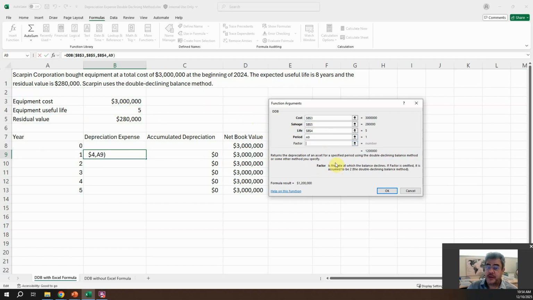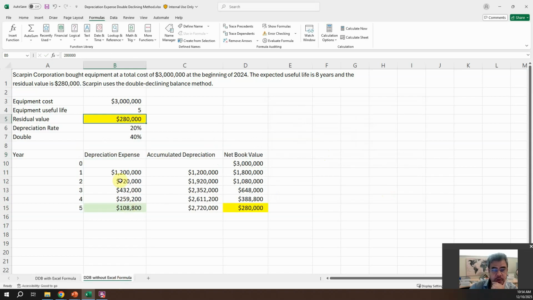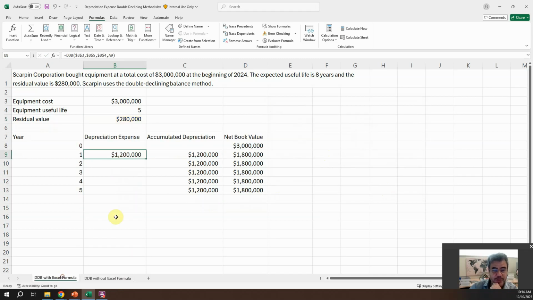Factor. What is this? It is the rate at which the balance declines. If the factor is omitted, it is assumed to be 2. That is the most usual. If you want it to be 3, 4, 5, just add the factor here, 3, 4, 5, and so on. 1.2 million. It matches our 1.2 million. Now let's copy and paste.